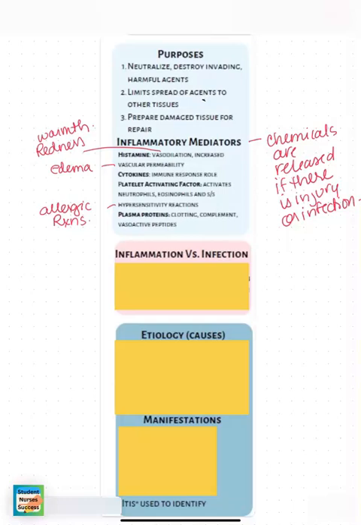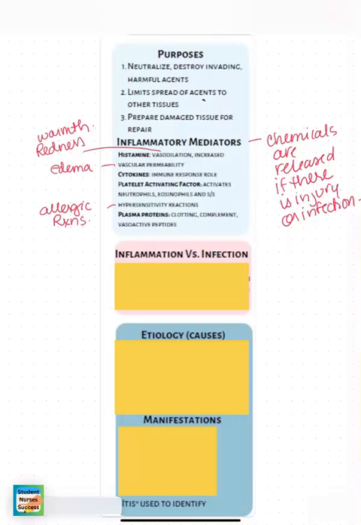Plasma proteins are also important because they bring clotting factors, complement, and vasoactive peptides to the site. Remember, if you have an injury and you've got bleeding going on, you need to get those clotting factors to that area to help control that bleeding. So they're helpful, especially if there's an injury.